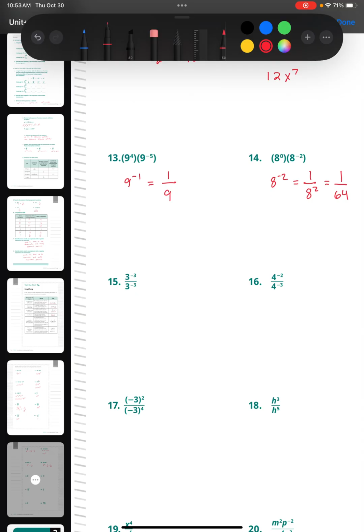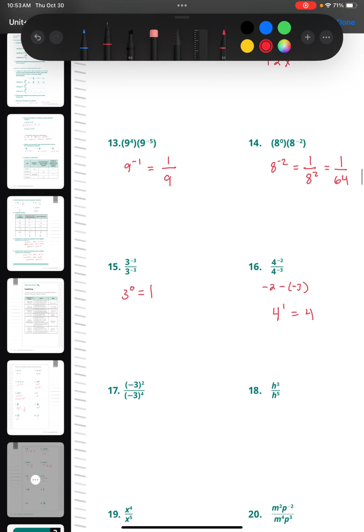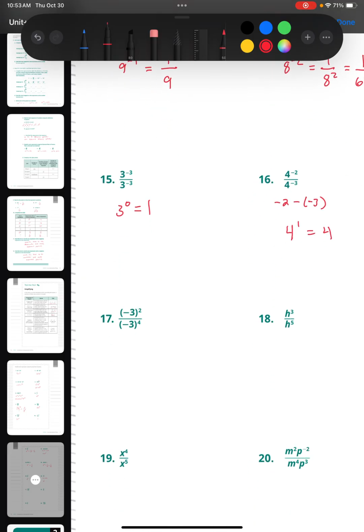All right, for 15, -3 minus -3 gives you 0. Essentially, these cancel out, and this just becomes 1. So 3 to the 0 power is 1. Okay, 16. These tend to trick people up because we got so many negatives. If we think of -2 minus -3 for subtracting our exponents, that gives me +1. So this just turns into 4 to the 1st, which is just 4. Again, if you struggle subtracting those, just plug it in your calculator. -2 minus -3.